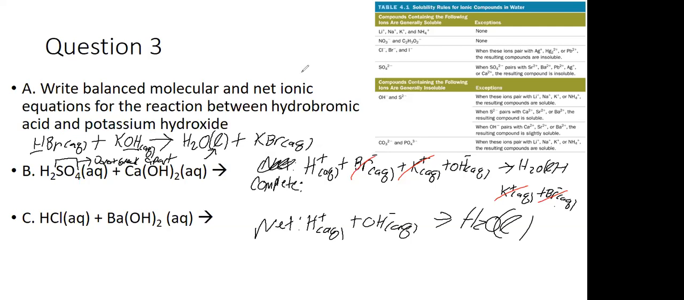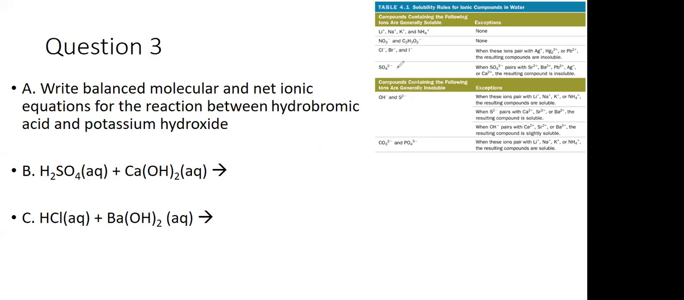All right, so let me clear some of my scribblings here. So let's take a look at this. Sulfuric acid plus calcium hydroxide makes what? Okay, so we have an acid and a base. We always make water, so H2O. And we also make a salt. Our salt is going to be calcium sulfate, aqueous.